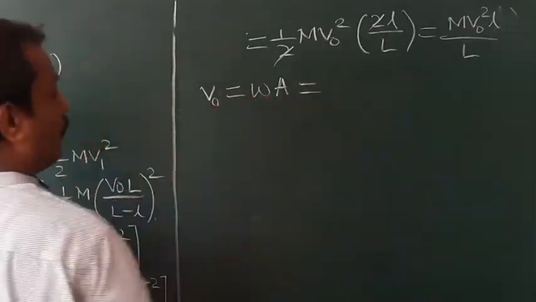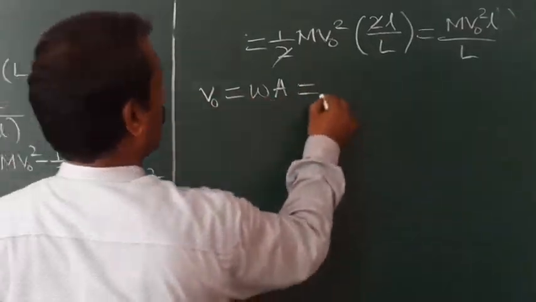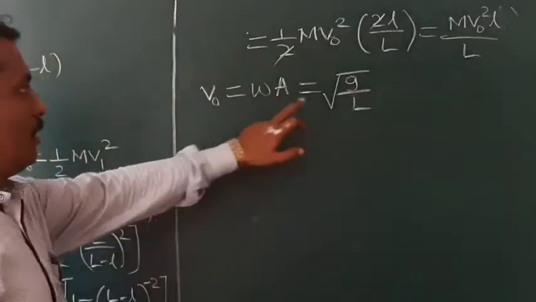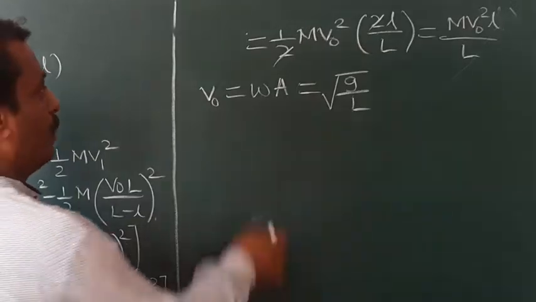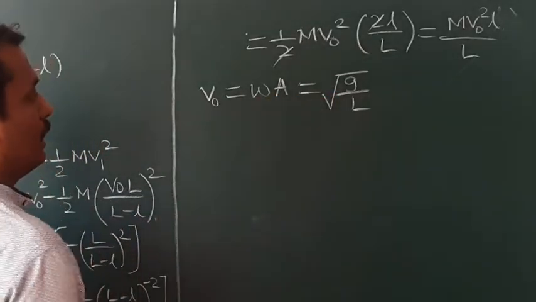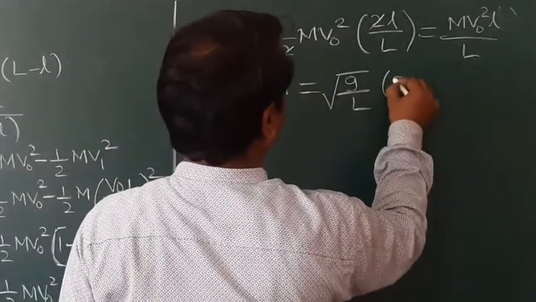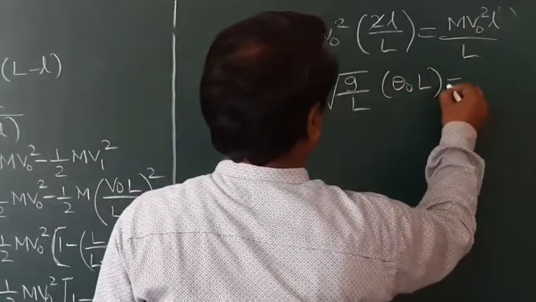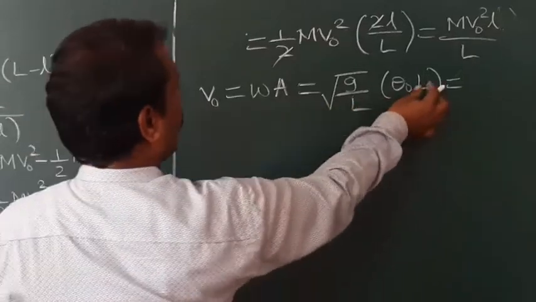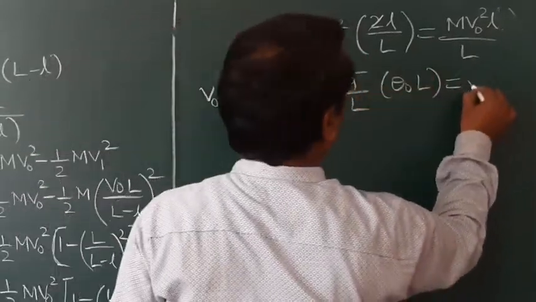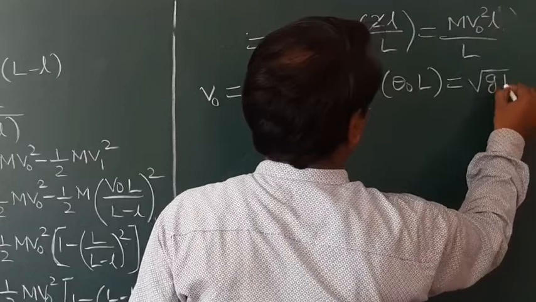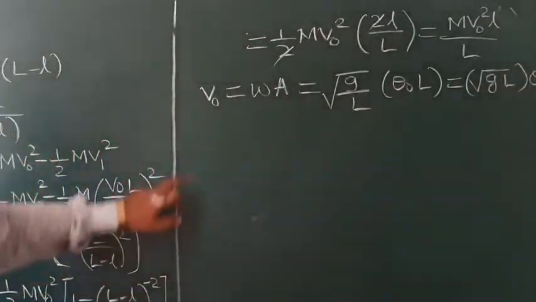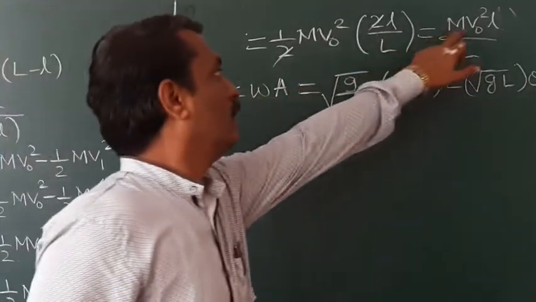So angular speed is given by root g by L. So you have learned this in oscillation chapter. So omega is equal to root g by L and a can be written as theta naught into L. So that is equal to, here root L and here root L gets cancelled, then we get square root of gL into theta. I will substitute this v naught here.